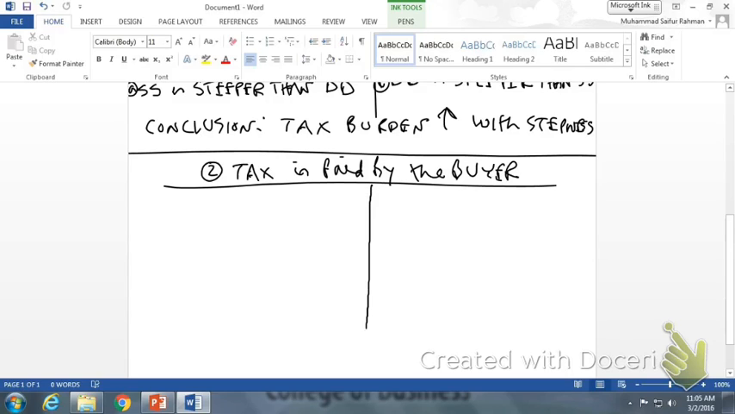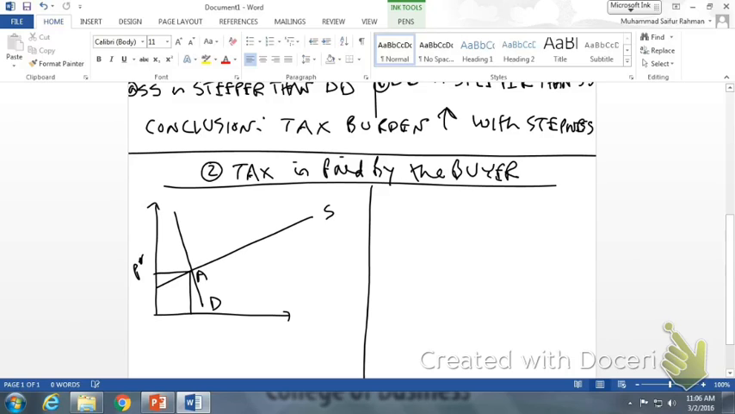Just like the previous case, we are going to consider 2 different cases. In case 1, we are going to assume a steeper demand curve and a flatter supply curve. So you have a demand curve and a supply curve. Original market equilibrium at A, where P star and Q star is the original market equilibrium price and quantity. Now the government imposes a tax on the buyer. When the buyer pays the tax, let's assume that the demand curve shifts like that. If the demand curve shifts from D to D1, we have equilibrium at point B.